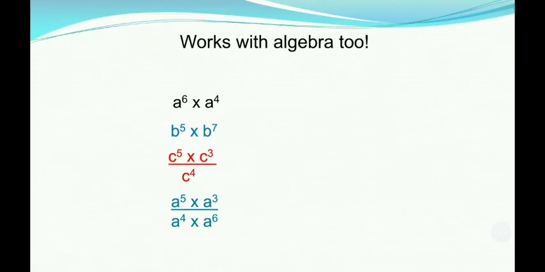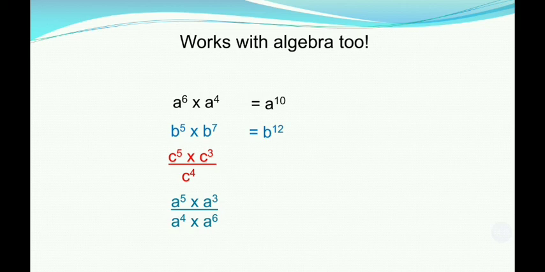So it works with algebra too. So till now we have taken only the numbers. So if we consider variables, we have the example a to the power of 6 into a to the power of 4. We can write it as a to the power of 10. So here also we have to follow the same method. Just add the powers. And b to the power of 5 into b to the power of 7 can be written as b to the power of 5 plus 7, that is equal to b to the power of 12.